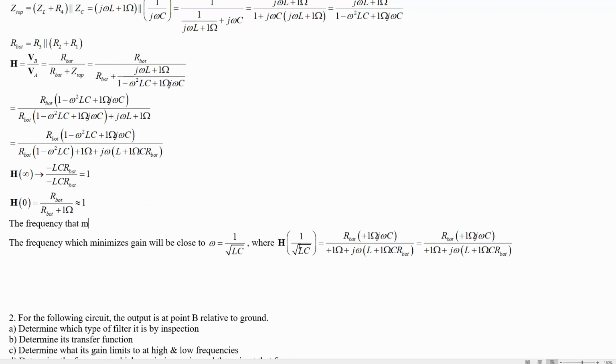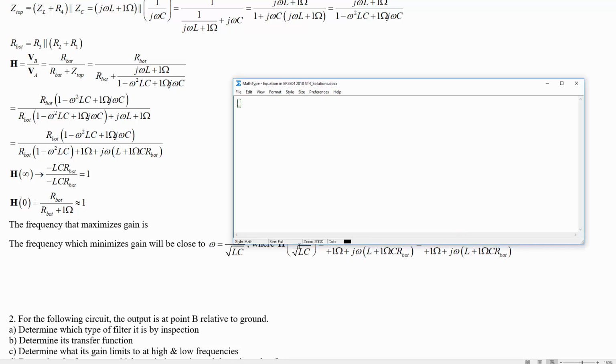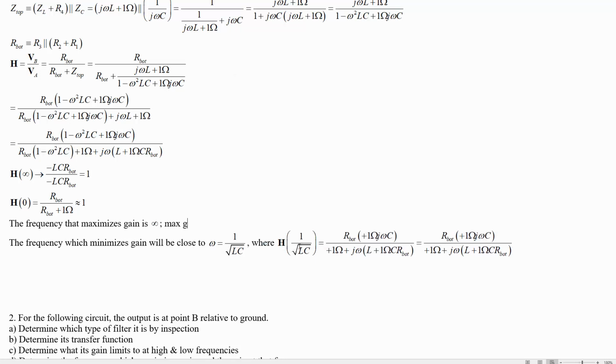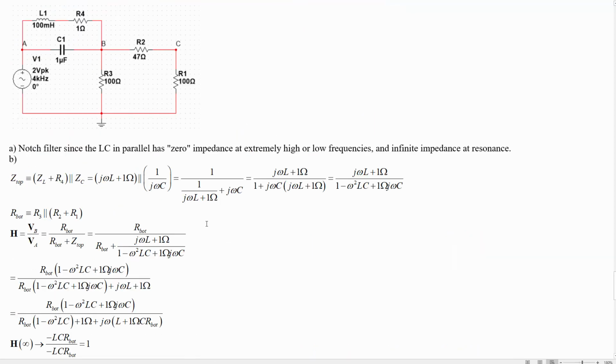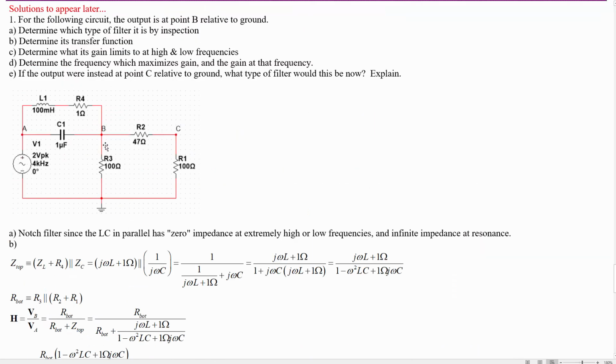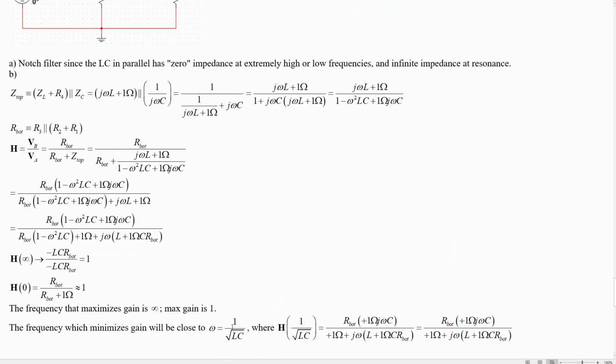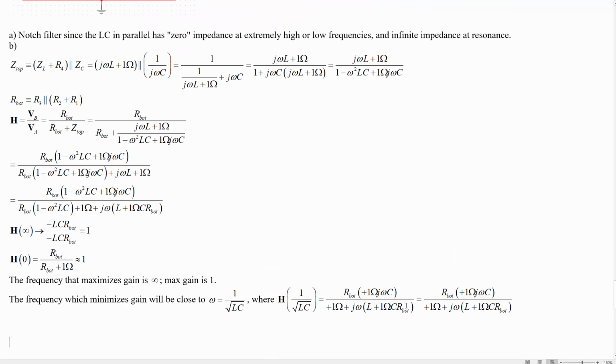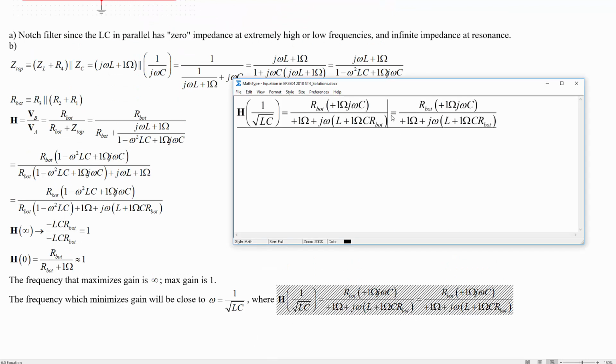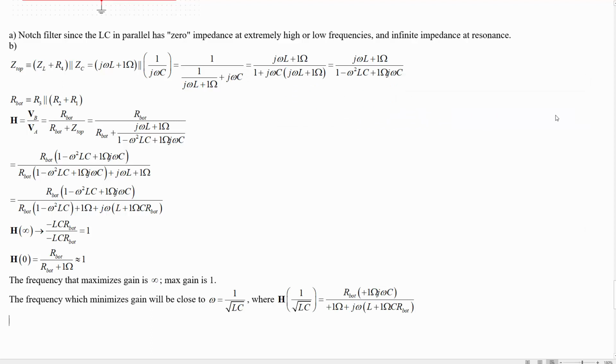So the frequency that maximizes gain is infinite, right? Max gain is 1. We don't have anything in here that can make the output higher voltage than the input. So there's no way we're going to have higher than a gain of 1, which is 100% transferring of the input to the output. So this is basically where you'd get to the frequency that minimizes gain and what the minimum gain is. And again, that's an approximation. The actual one is going to be close to this, but not quite from the 1 ohm impedance.